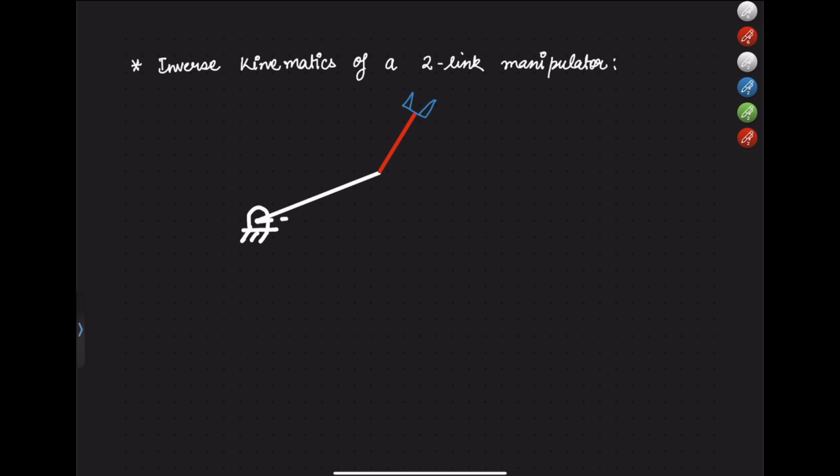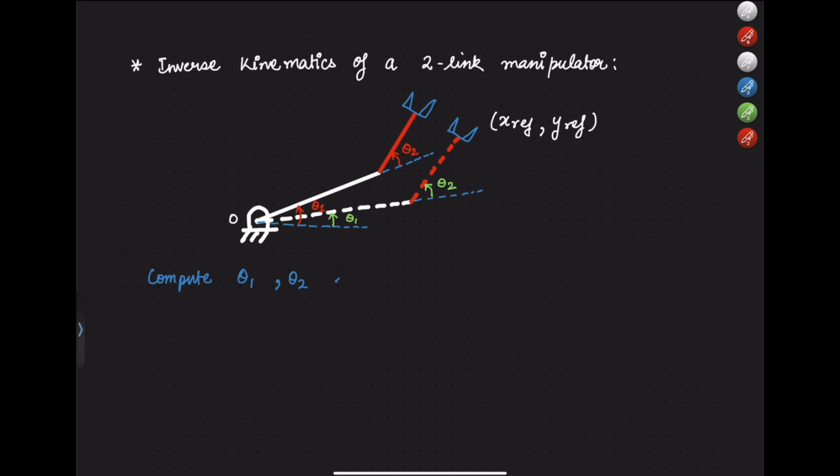Let the solid lines represent the current position of the manipulator and the dotted lines represent the reference position where we want the manipulator to go. The joint angles theta in green represent the reference joint angles, and the joint angles in red represent current joint angles. And we want the manipulator's end effector to go to x_ref and y_ref. For the IK problem, we want to compute joint angles theta 1 and theta 2 such that the end effector Q is at x_ref and y_ref finally.